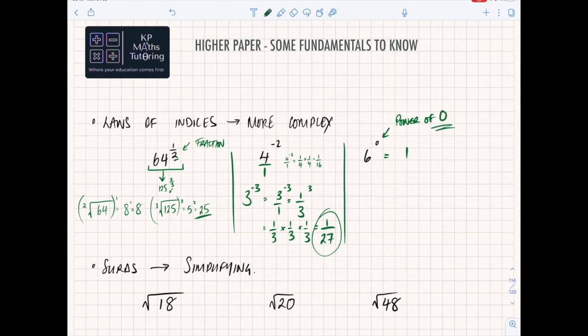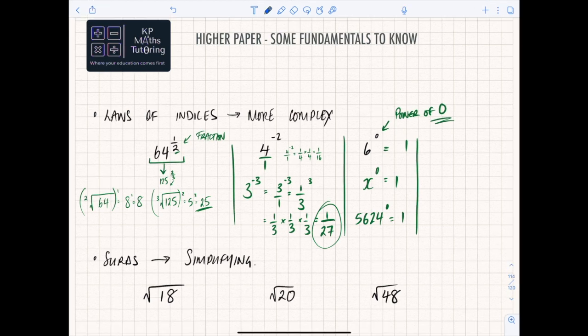Anything to the power of 0 will just be 1. Never put your answer as 0. Anything to the power of 0 is 1. Even if I had x to the power of 0, my answer is 1. 5,624 to the power of 0 is 1. Again, if you want an explanation on why that is the case, I explain it in my other video. But if you just want to remember, anything to the power of 0 is 1.